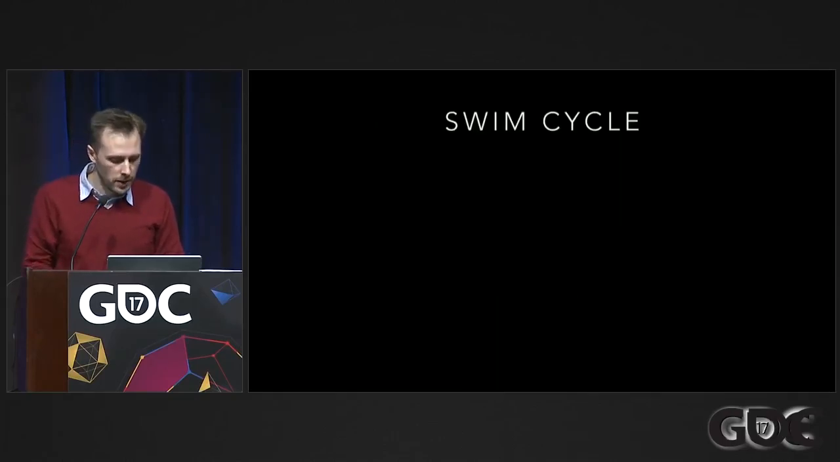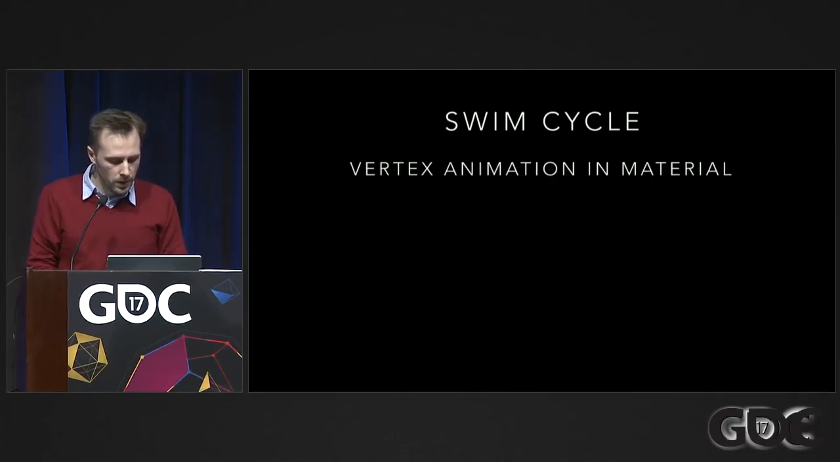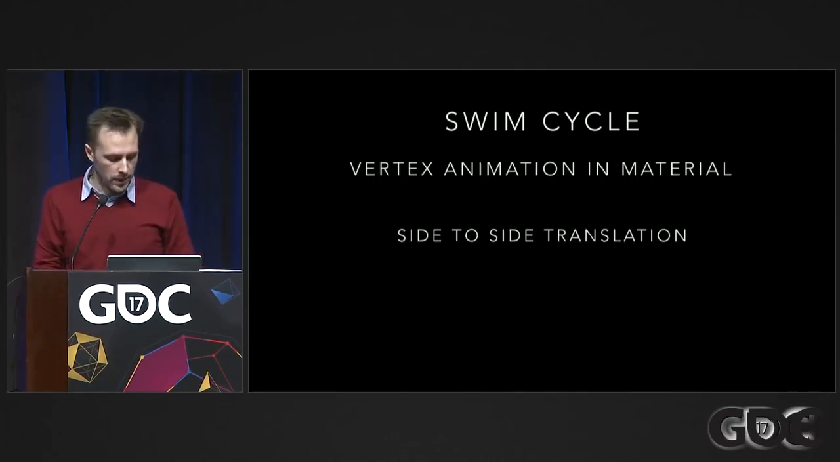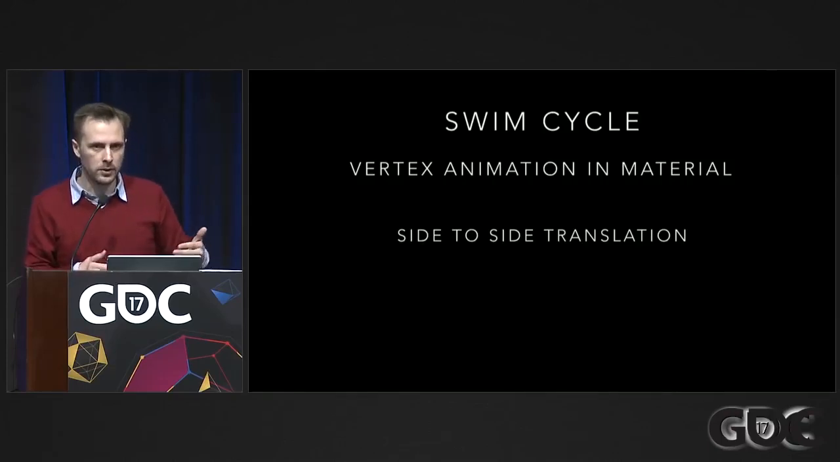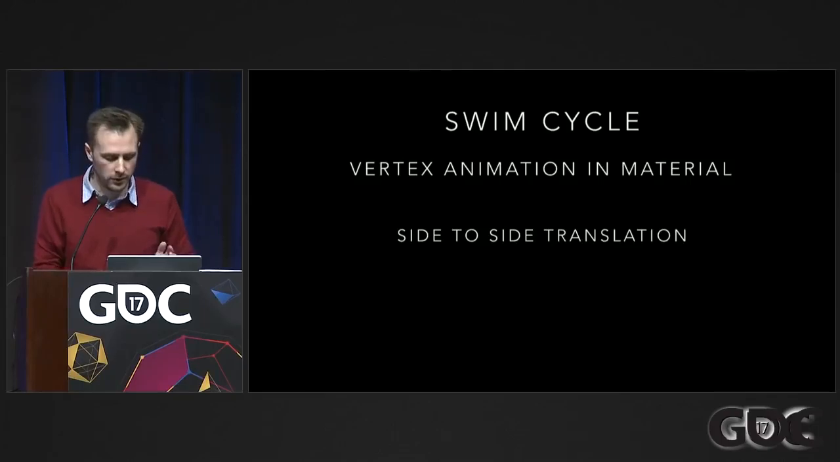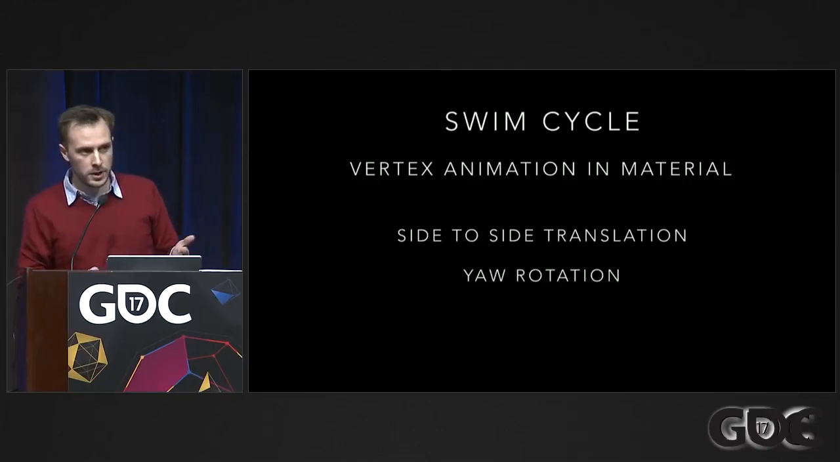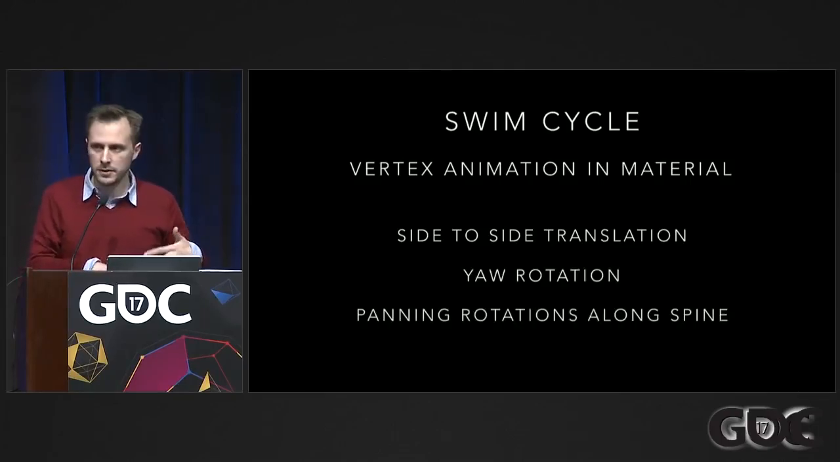So for the swim cycle, we used vertex animation in the material of the fish. And what I found when I was animating this fish was that to create a swim cycle, you really need just a few basic components: a side-to-side translation, a yaw rotation, and some panning rotations along the spine.